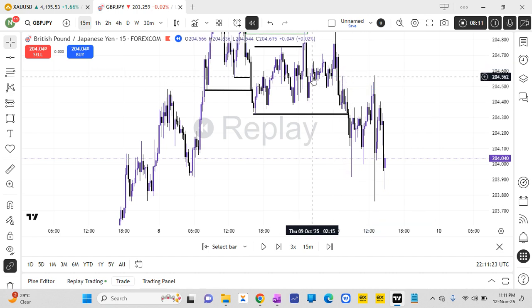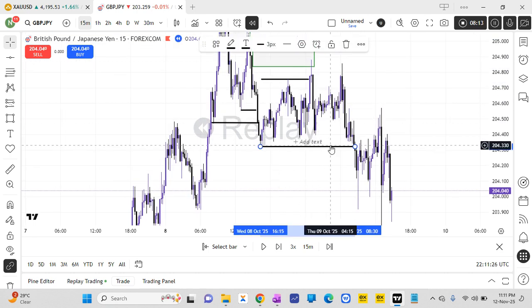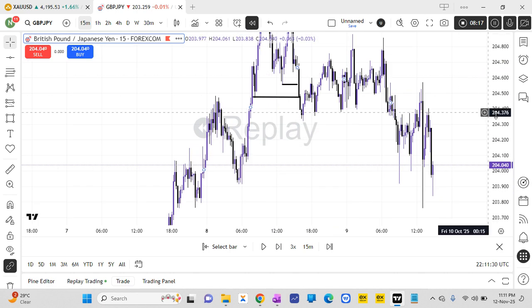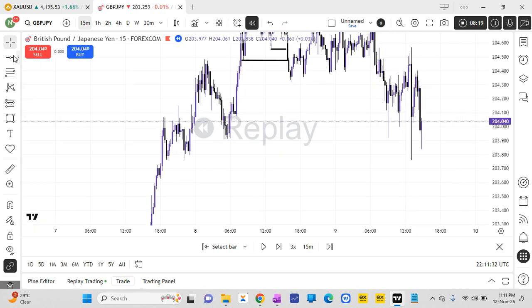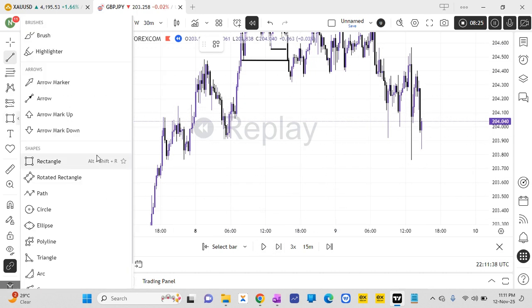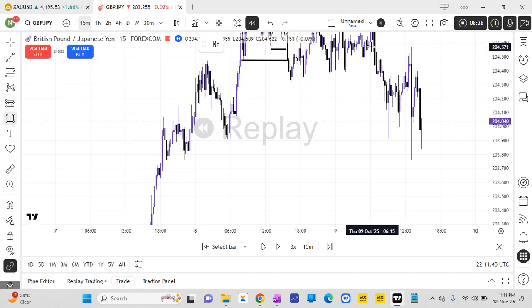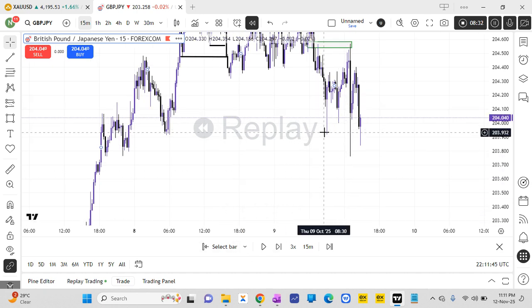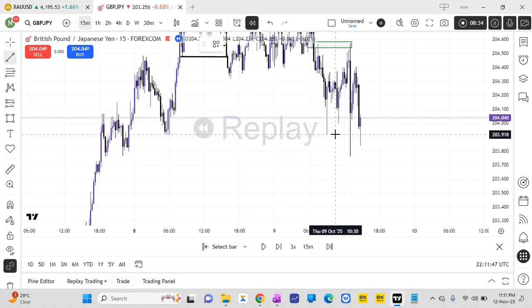So I didn't catch this trade. I caught just this one. I think I caught two sell trades on this pair when it was trending lower. So now what I'm looking for is another break of structure. Let me map out this zone. This is where it's selling from. So I'm looking for market to break this with a full candle closure, not a wick.